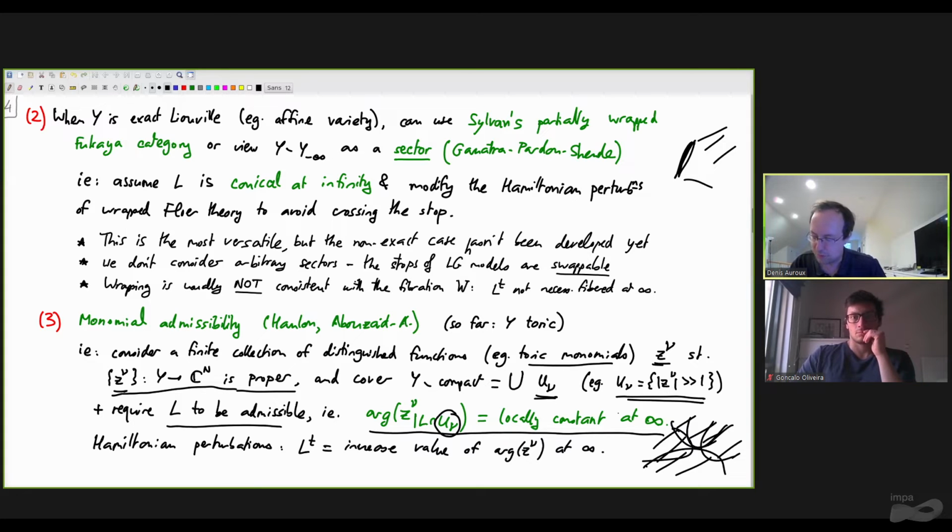I forgot to say, sorry, this constant, of course, should not be real negative. So the argument cannot be π. And then the Hamiltonian perturbations we'll use for Floer theory will be by increasing the values of all of these arguments at infinity.